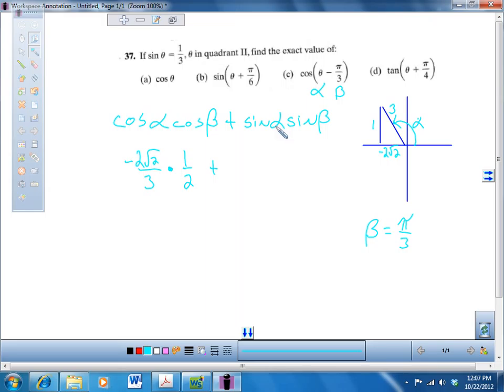Sine of alpha is the sine of theta, which they give you, right? And so that is just plain old 1/3, or you can look at the picture and see that that's 1/3. And sine of beta is the sine of pi over 3, which is root of 3 over 2, okay? Notice that you're going to have a common denominator here, and here I just multiply this times this. 1 times anything is just itself, so you have negative 2 root of 2 over 6 plus root of 3 over 6.